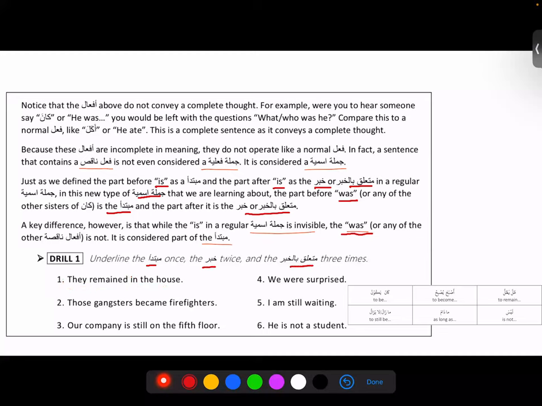Perfect. Now: those gangsters became firefighters. What is the word for "became"?